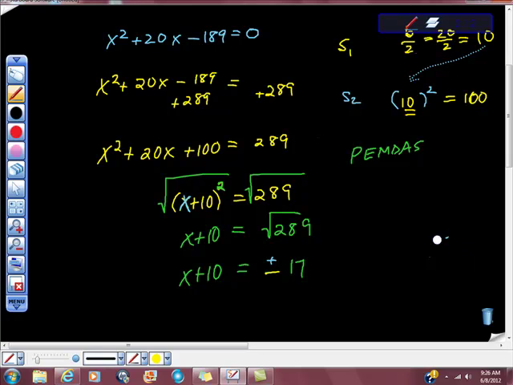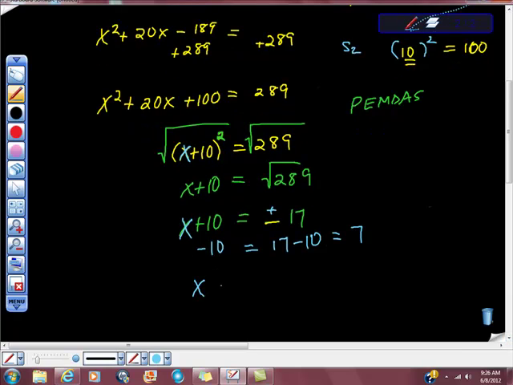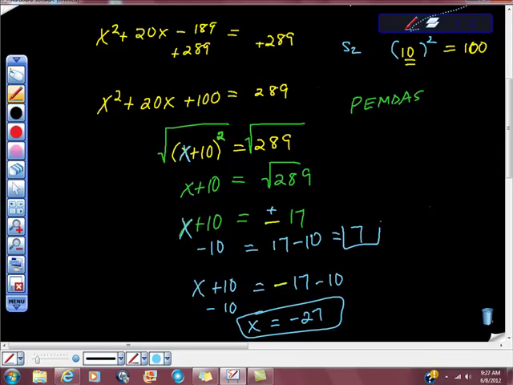Okay, so we're going to just keep solving. Remember, our goal was to get this x by itself. So I'm going to go ahead and subtract 10 from both sides. I'm going to do the plus first. So 17 minus 10 equals 7. And then I'm going to do the same problem again. x plus 10 minus 10 is equal to, now it's negative 17, isn't it? This negative sign is this negative sign, right? Minus 10. So x equals negative 27. Oh my God, these are our two answers. x is equal to negative 27 or x is equal to 7.